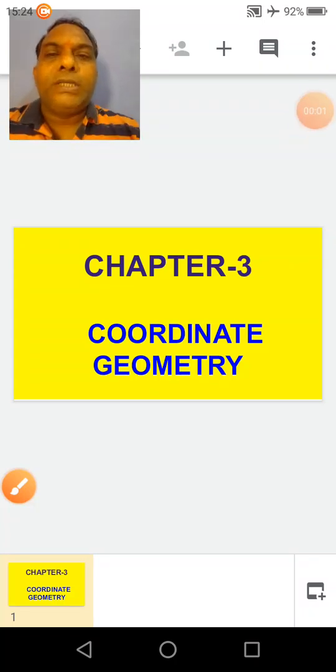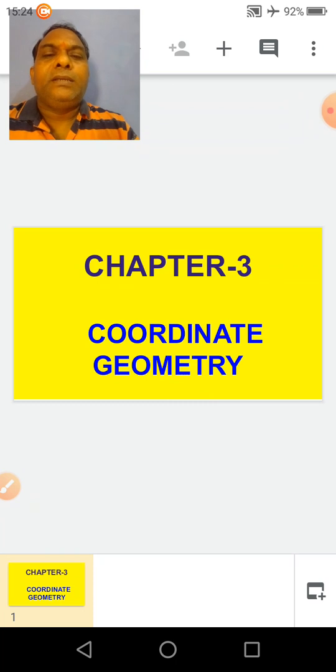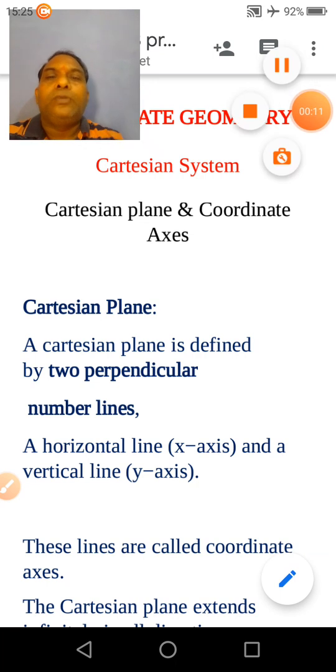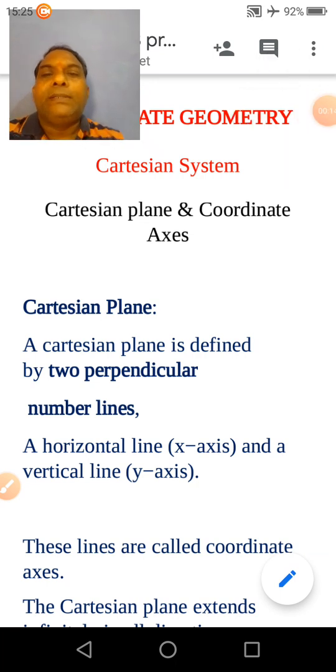Good morning, students. Now we are going to start chapter 3, coordinate geometry. So in coordinate geometry, Cartesian system. In Cartesian system, Cartesian plane and coordinate axis.